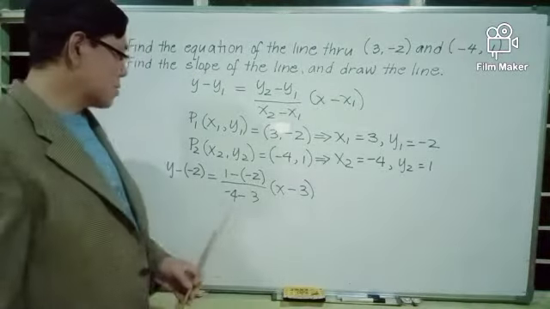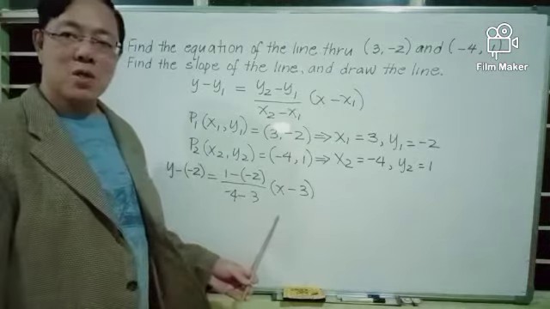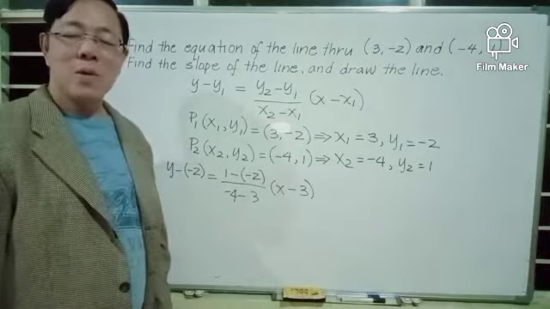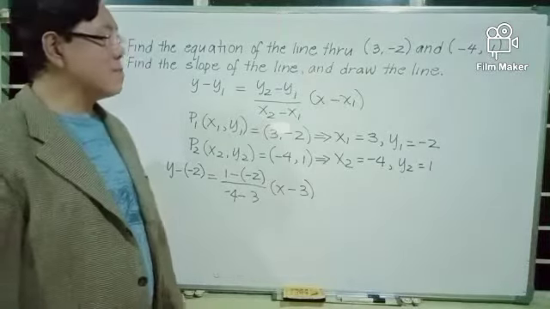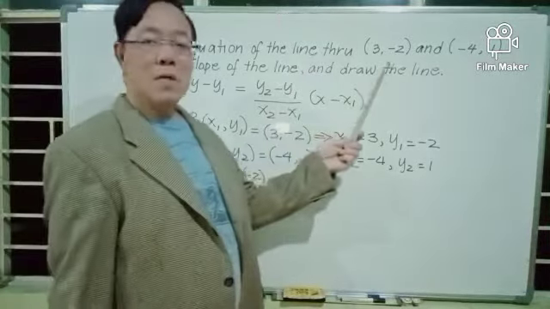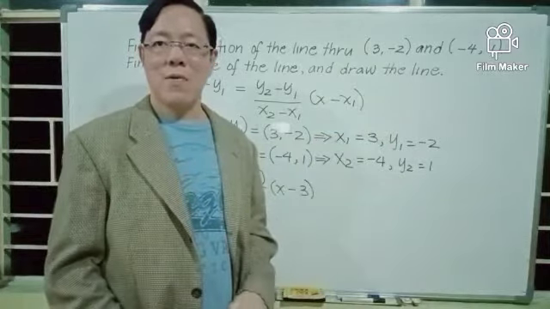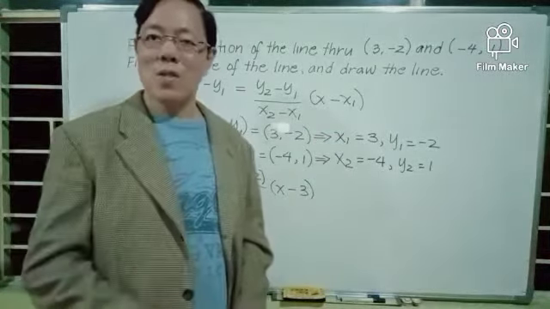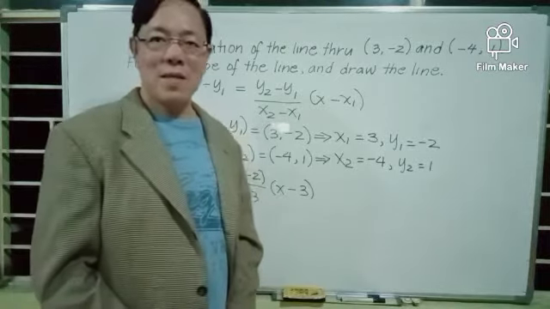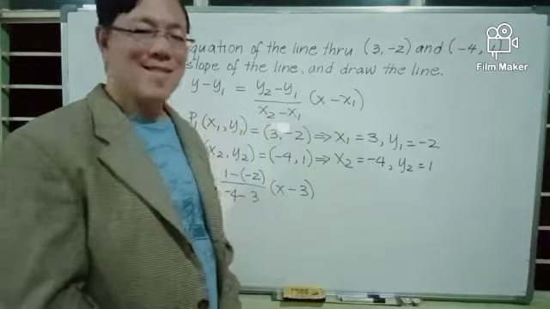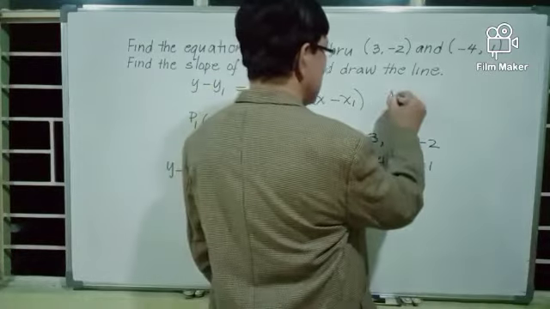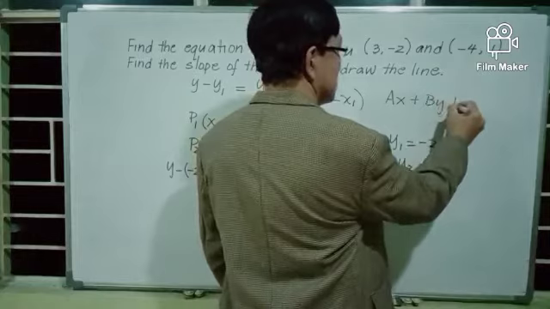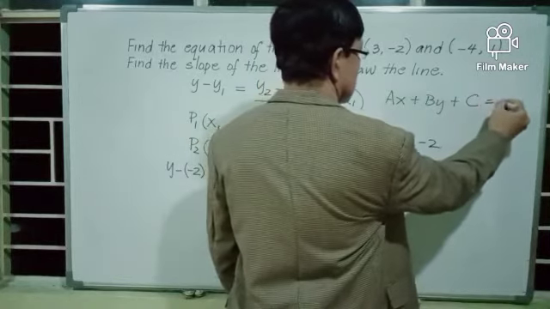The next step is to simplify this equation by removing the grouping symbols, and we will write the equation of the line through these two given points in standard form or general form. The standard form or general form of equation of a line is given by the following. We have ax plus by plus c equals 0.